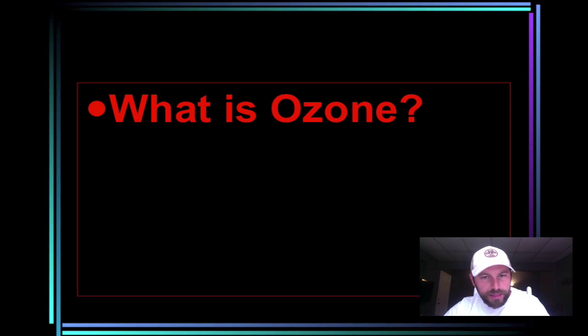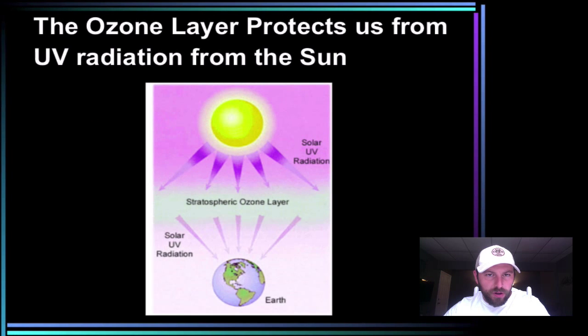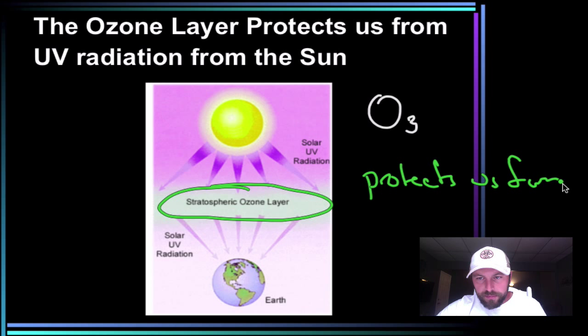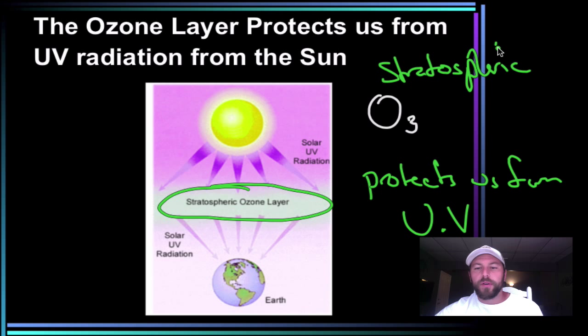The ozone layer is a layer of gases, O3, that protects us from that shortwave radiation of UV. So ozone is also O3. And notice here it's located within the stratosphere, and it protects us from UV. So this is stratospheric ozone. Okay, stratospheric ozone, O3, is going to protect us from UV.